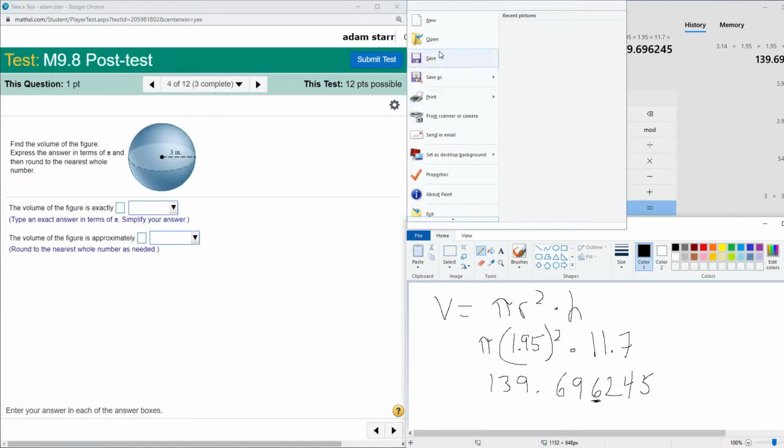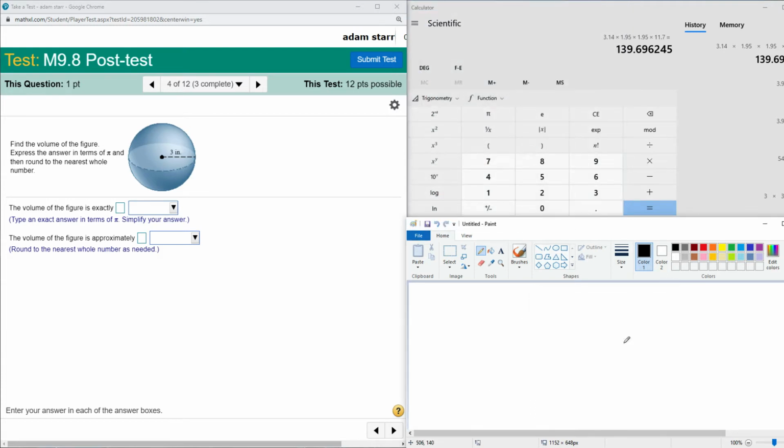Okay, this next question is a sphere. It says find the volume of the figure, express the answer in terms of pi, and then round to the nearest whole number. Okay, so we have a sphere here. Again, you can look up what this volume is. I'll Google it. I'm giving it to you. The volume of a sphere is 4/3 pi r cubed.